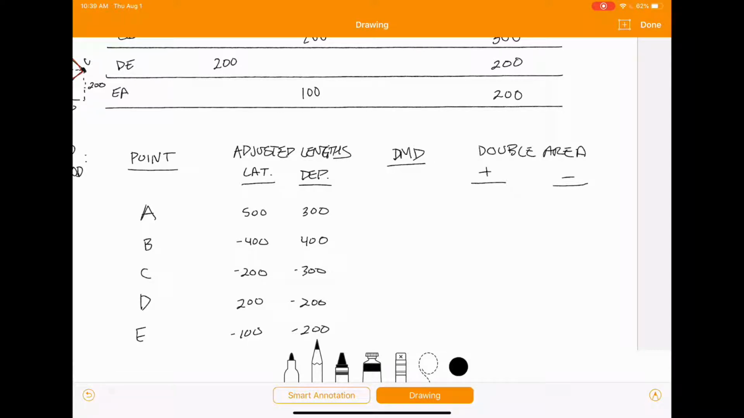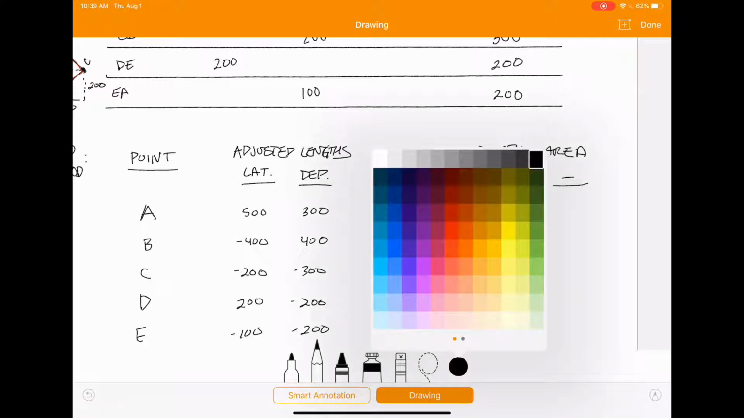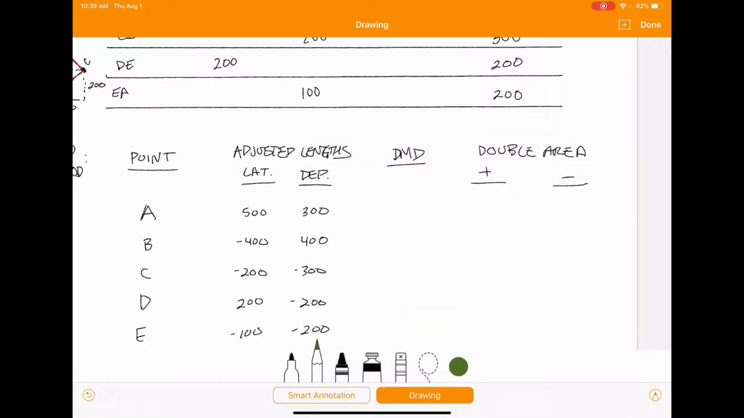So that's how you're going to set up your table, and then you're going to start calculating your DMD from there. And so your equation for your DMD is going to be this. DMD is going to equal your previous DMD plus your previous departure plus the current departure.